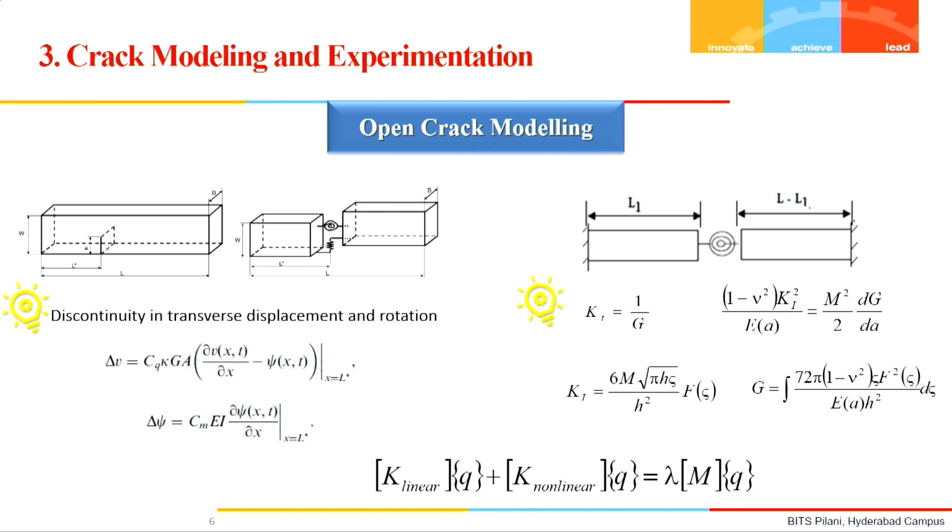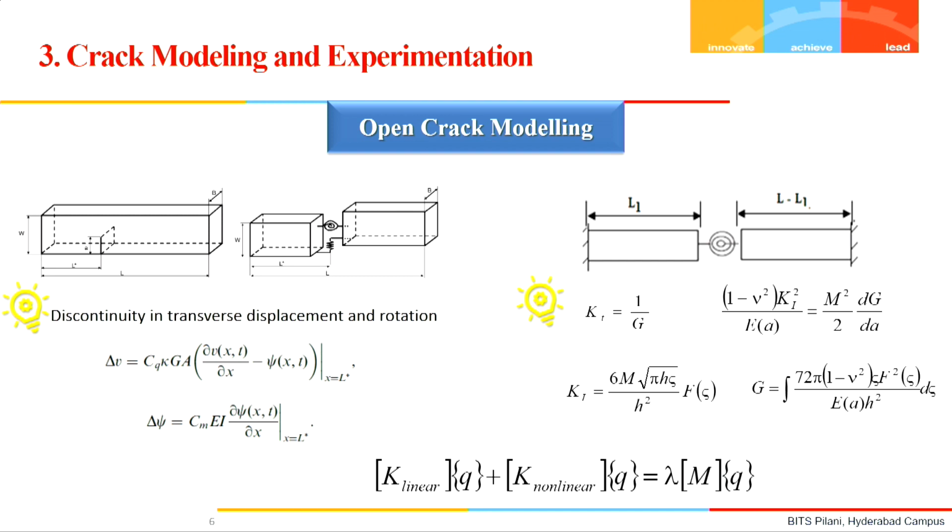This torsional spring represents the discontinuity in the rotation at this crack location, and the extensional spring takes care of the discontinuity in the transverse displacement at this crack location. In fact, if we talk about only the rotational spring, it leads us towards the mode 1 fracture, which is the opening mode, and the discontinuity in this rotation at the crack surface will be proportional to the bending moment applied at this section.